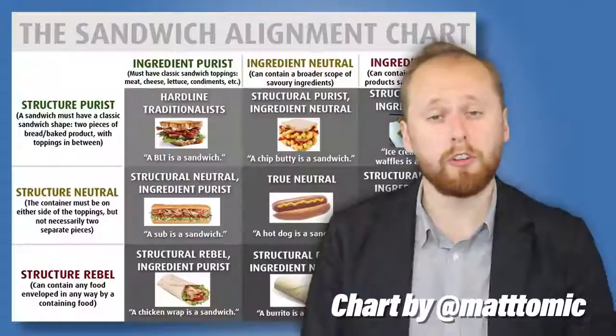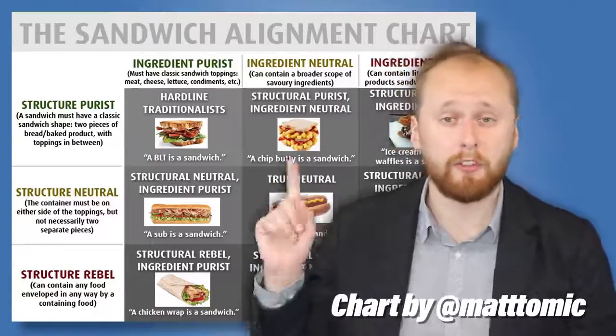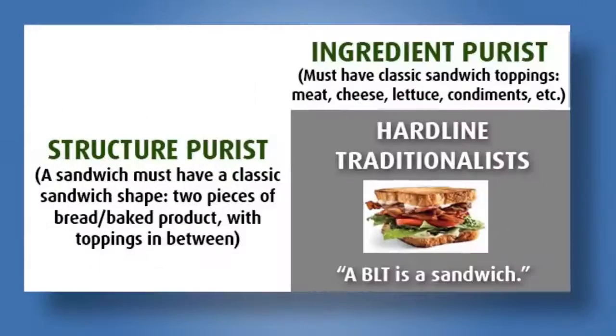I'm sure you have questions. A salad's not a sandwich, is it? Wrong. Of course it is. For our salad, we'll take a very easily quantifiable one, the McDonald's Chicken Caesar salad. We'll restrict ourselves to the most stringent square in this chart: ingredient and structural purism.